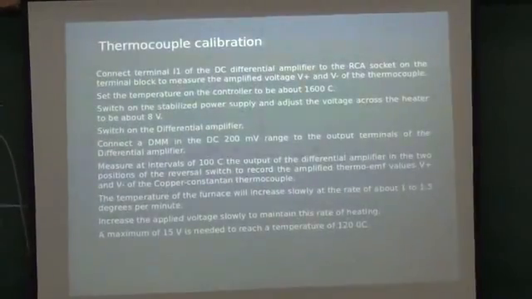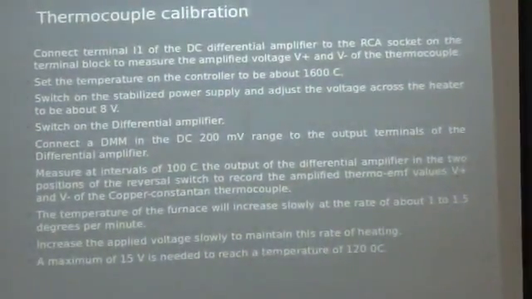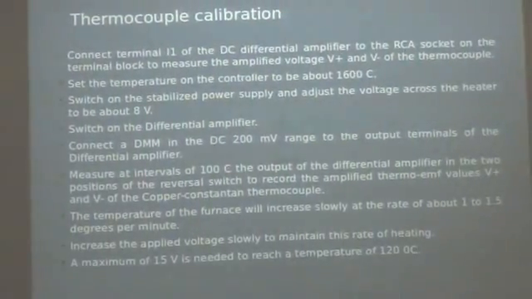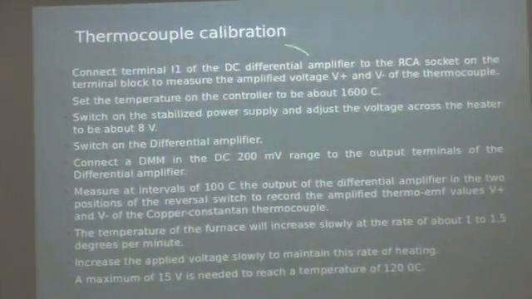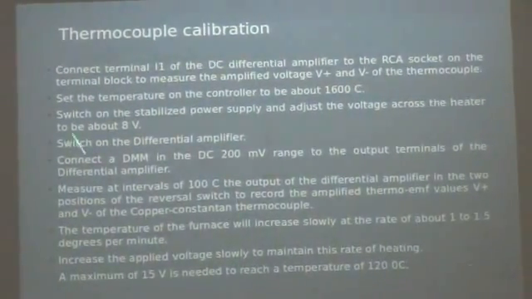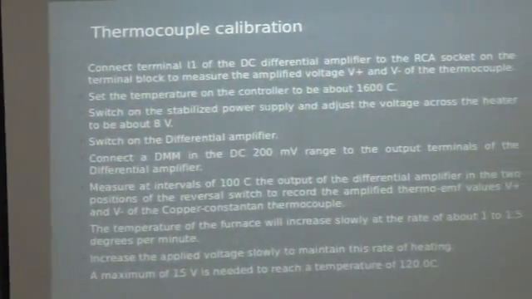The other is the thermocouple calculation. We have to do the same thing. In fact, we have to perform both the experiments simultaneously, because both the thermocouple and the junction diode are there on an aluminum block. They are inside. You are heating in the same furnace.